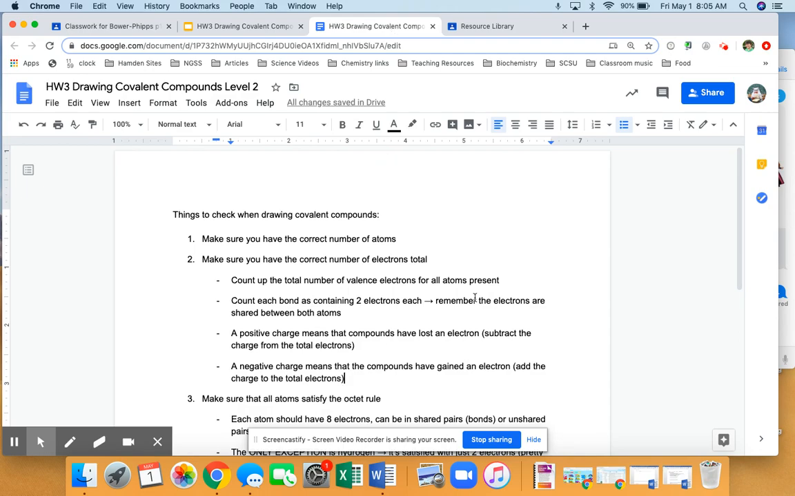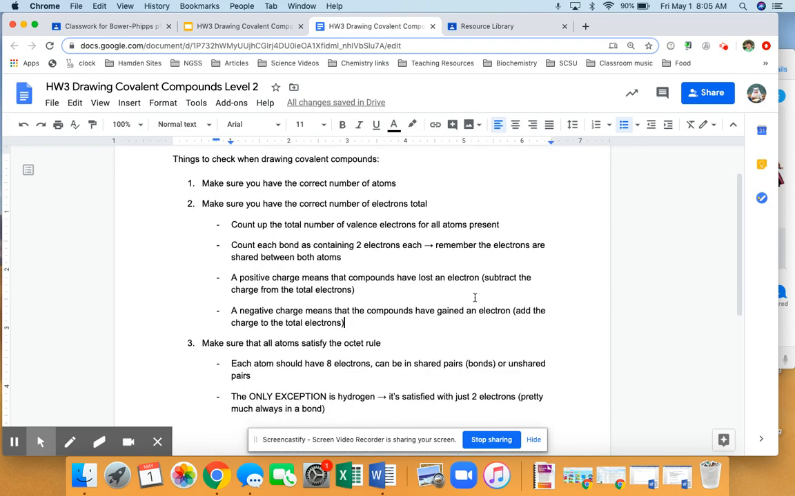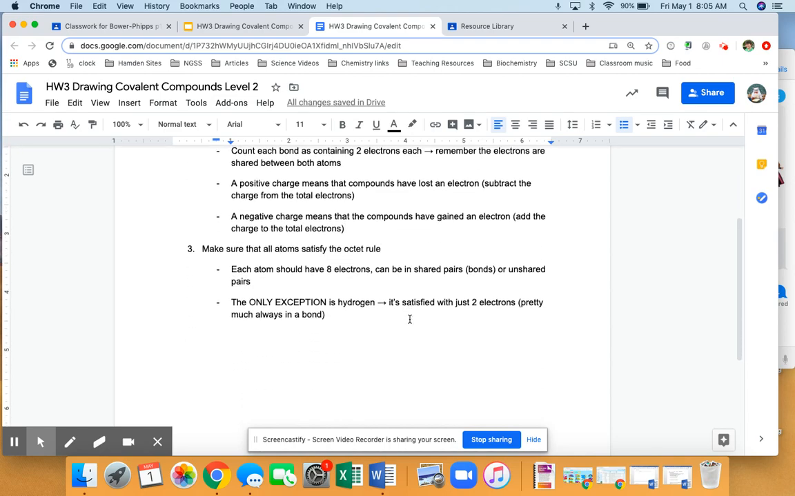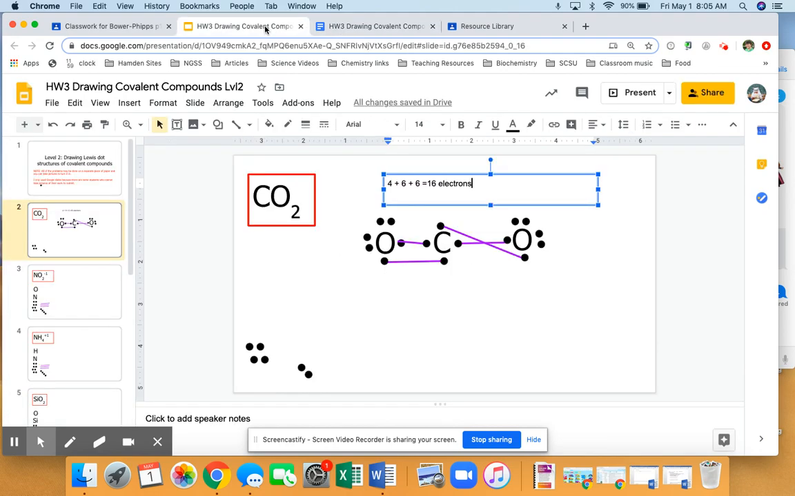Great. Now, we want to make sure that, so we counted all the electrons. Each bond counts as 2. Positive and negative charges, we'll go to that in just a second. Make sure that all atoms satisfy the octet rule. Every atom should have 8 electrons. It can either be a shared pair in a bond or an unshared pair. So 2, 4, 6, 8, right? That oxygen has all 8 electrons now to complete the octet rule.